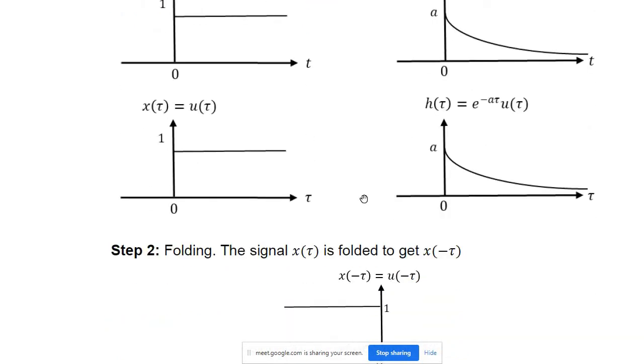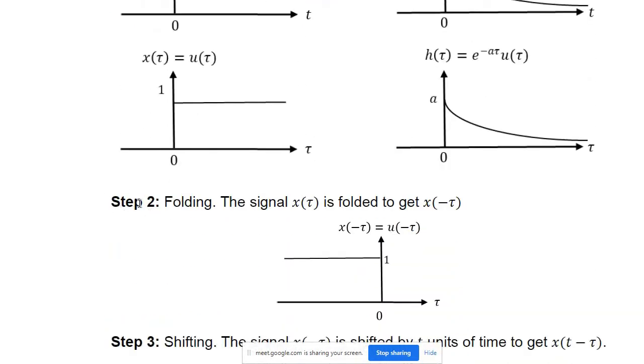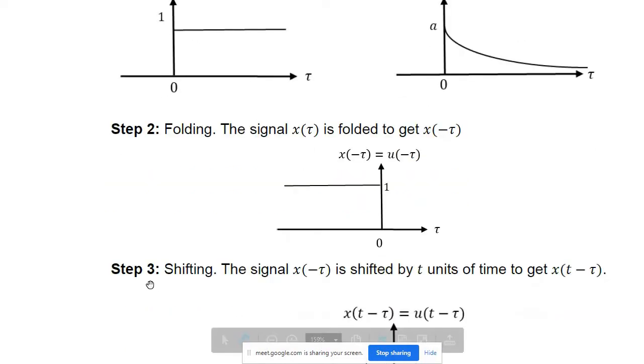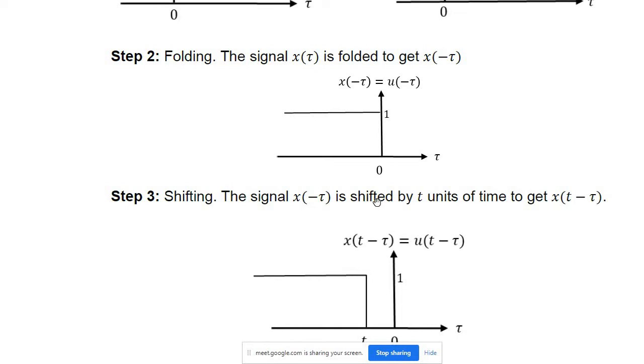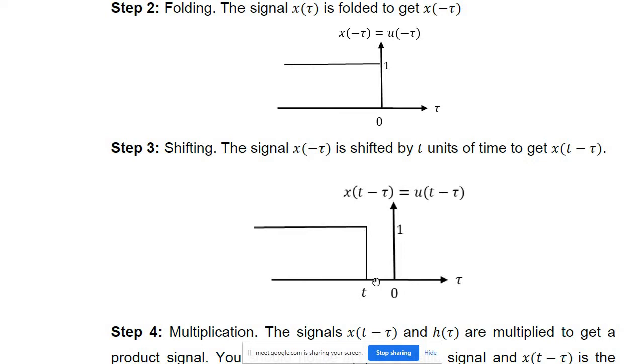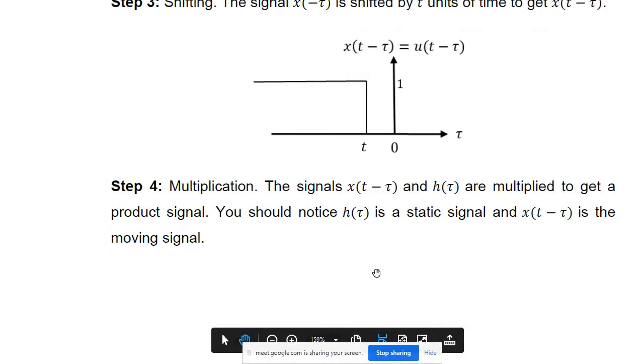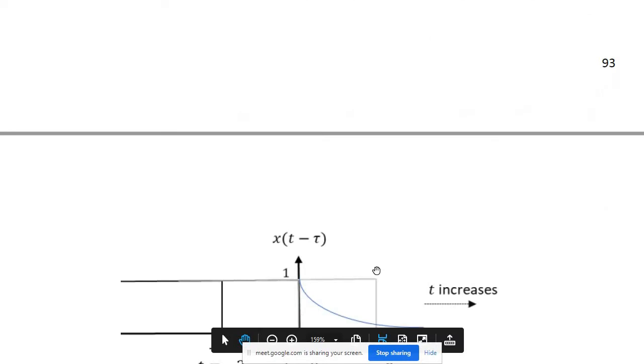This is the same as previous, just that from step 2, the folding, you change to x(minus tau). So x(tau) you obtain like this, then x(minus tau) is the negative side. Then of course shifting also changes: you shift x(minus tau) by t units, so you obtain this one. And then multiplication, same step.